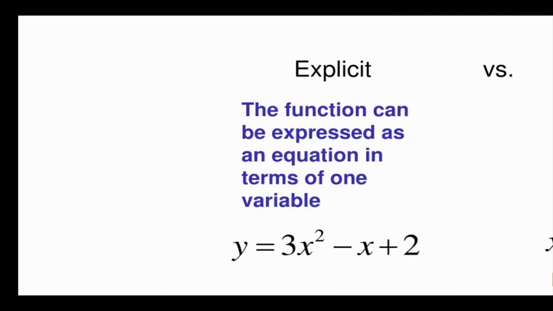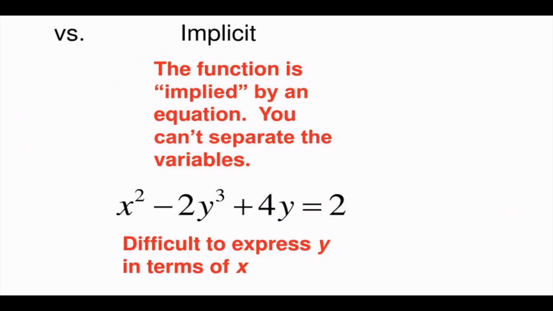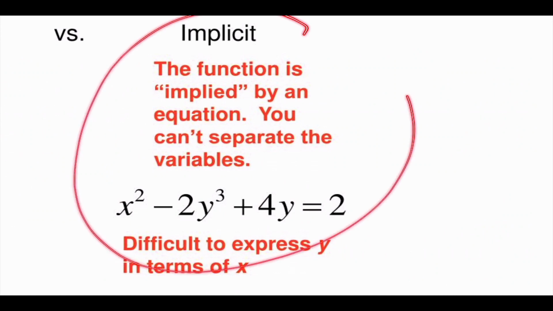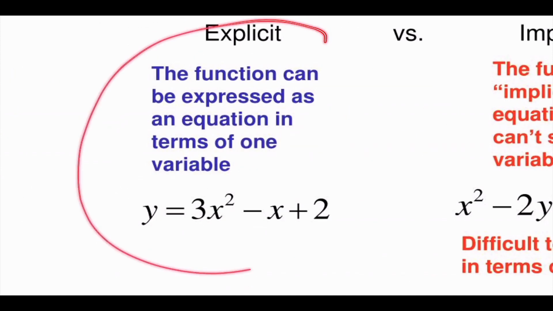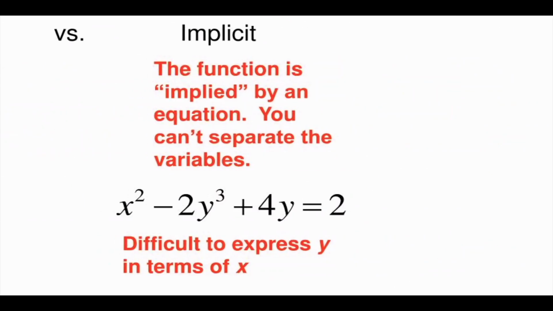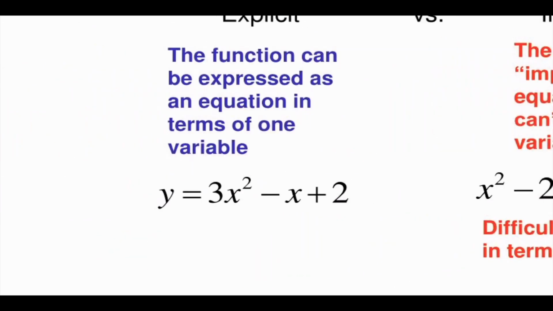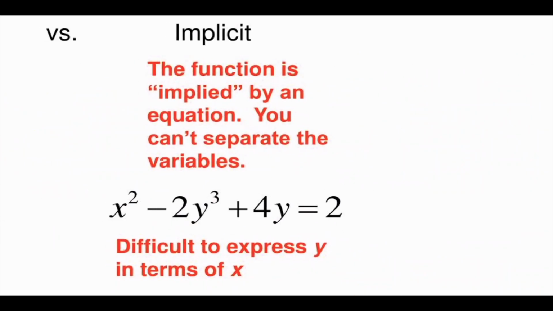Here, I can get y by itself. It's already by itself, right? There's only one y. With implicit, I can't do that. So that's the difference. Today we're going to look at only these. We spent a whole chapter looking at the explicit ones, and we'll come back to explicit in the chapter, but for today we're doing just implicit. How do we find derivatives of these?